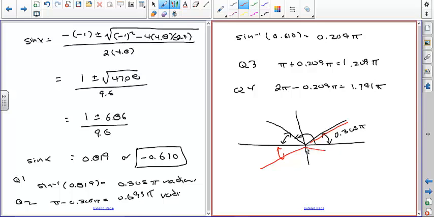And your fourth quadrant solution, again, has the same reference angle as this solution when you take the absolute value. And so you take 2 pi minus the reference angle. That gives you the total angle that you come up with. So that's how they work.